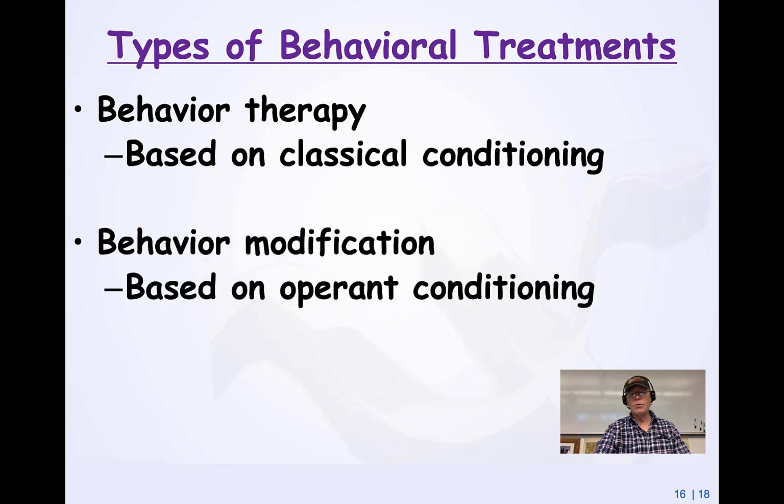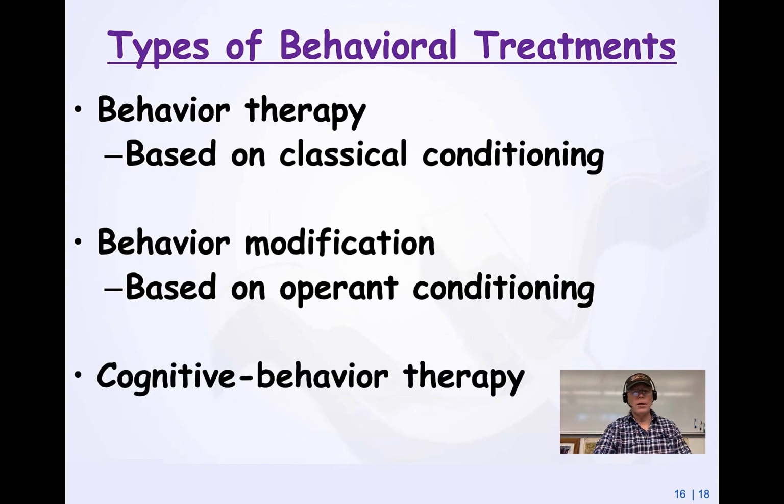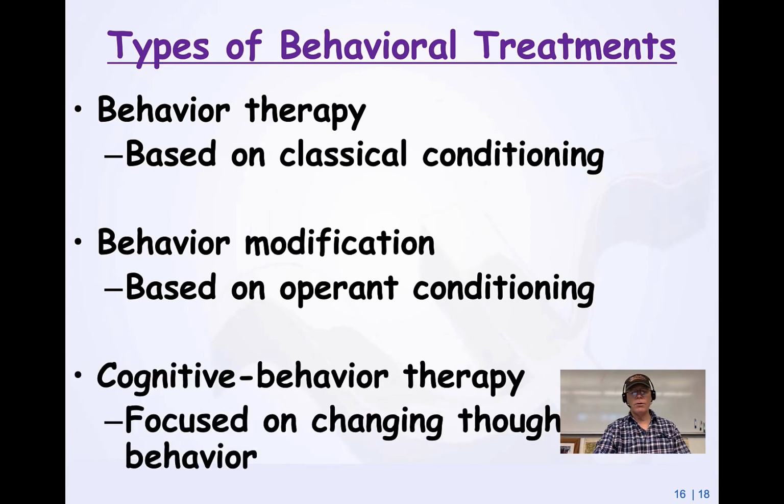Behavior modification is where you would actually use operant conditioning, and these are conscious decisions. If I do this, this will happen. And you make a connection between the reward or the reinforcement and the desired behavior that was identified at the beginning of your treatment. And then cognitive behavioral therapy is focused on changing your thoughts that produce the behavior.